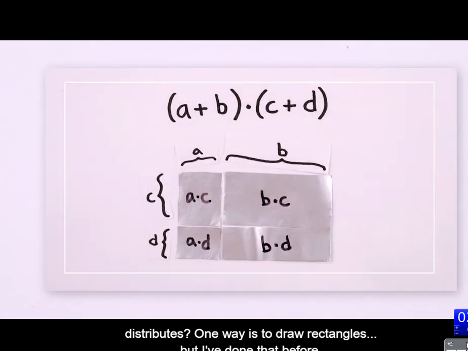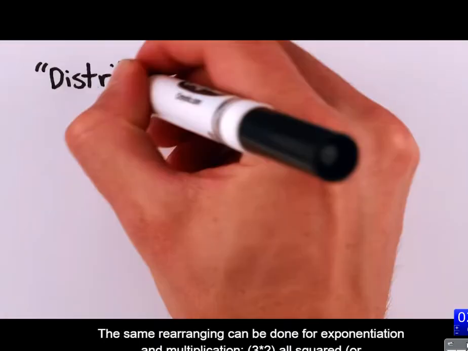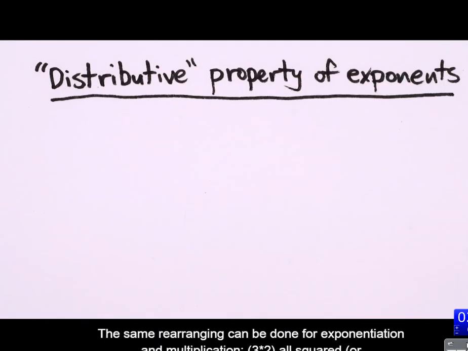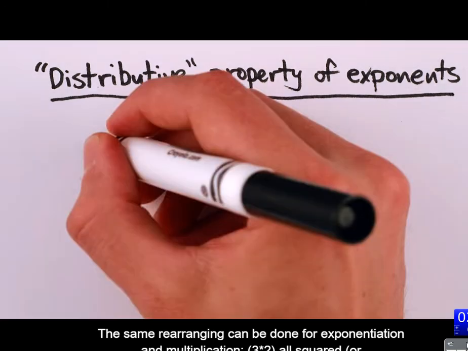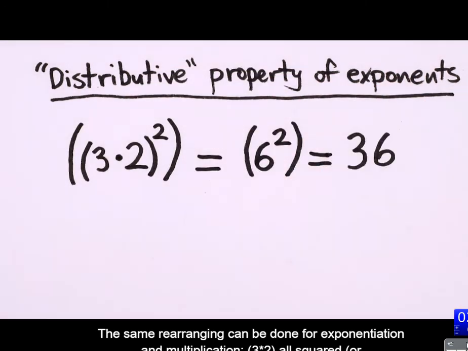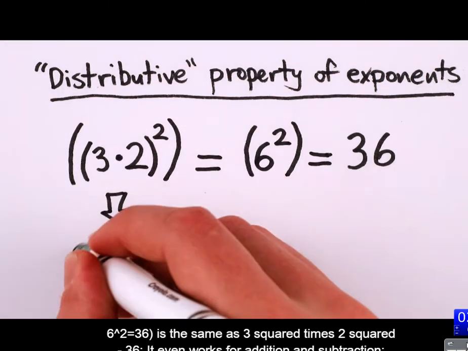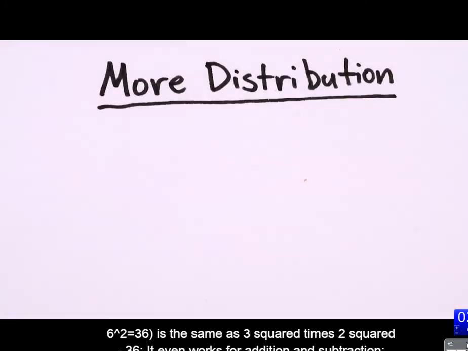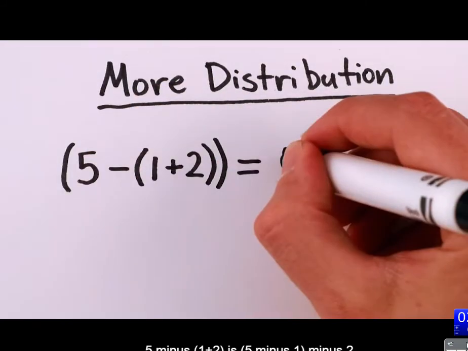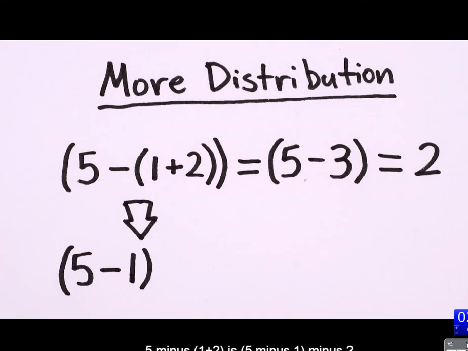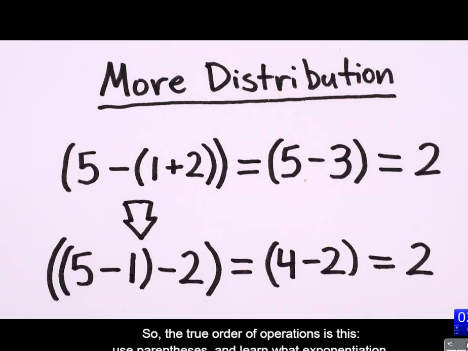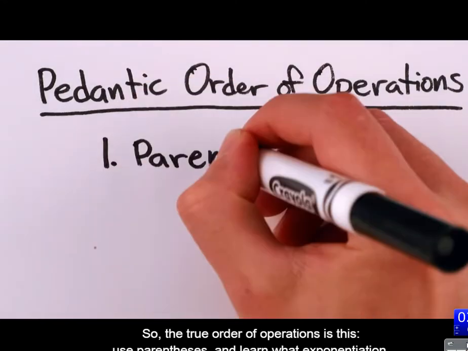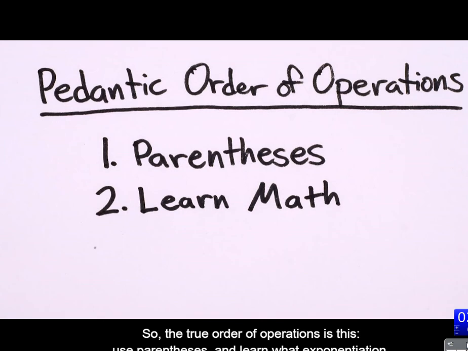And how do we know multiplication distributes? One way is to draw rectangles. But I've done that before. The same rearranging can be done for exponentiation and multiplication. 3 times 2 all squared, or 6 squared equals 36, is the same as 3 squared times 2 squared, 36. It even works for addition and subtraction. 5 minus 1 plus 2 is 5 minus 1 minus 2. So the true order of operations is this. Use parentheses and learn what exponentiation, multiplication, addition, and the rest are really doing.